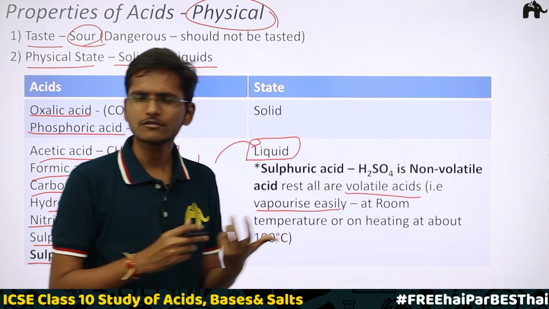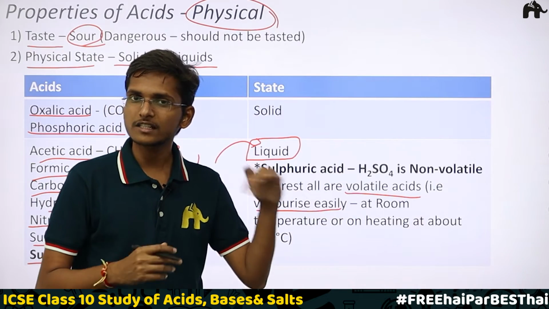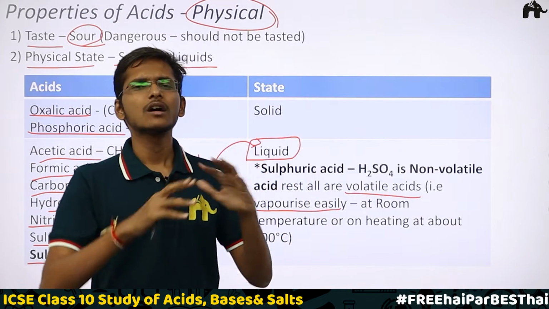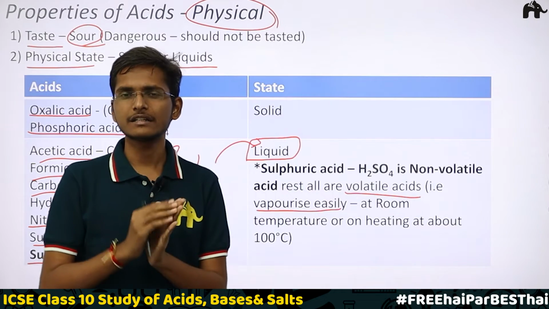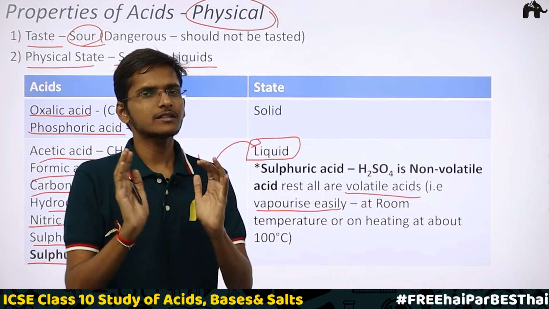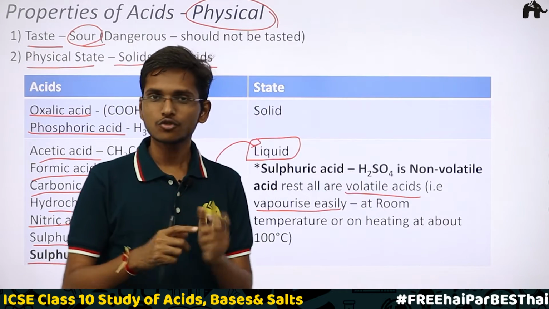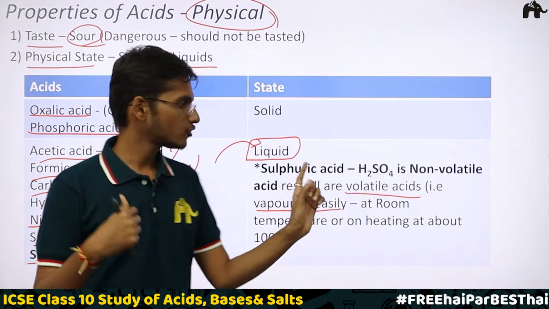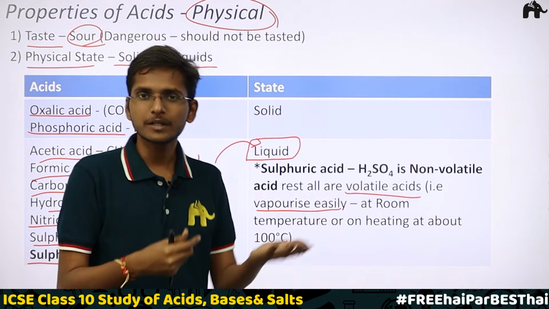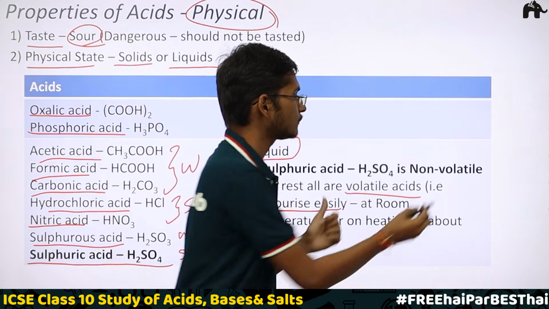And what does this mean? Vaporizing easily means if we keep the particular substance at room temperature, it gets converted from liquid state into gaseous state, or if we heat that substance up to around 100 degrees centigrade, it gets vaporized. If a substance behaves like this, then we say the substance is vaporizing easily, which means it is a volatile substance. So these acids vaporize easily, therefore they are volatile acids, while sulfuric acid doesn't vaporize easily. It doesn't get converted into its vapors from liquid state easily. That's why it's a non-volatile acid.